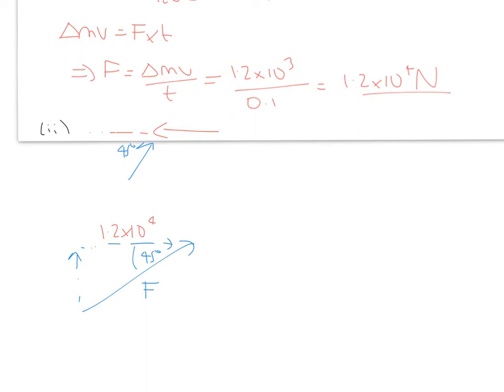So F times cosine of 45 is equal to 1.2 times 10 to the 4 because you've still got to stop him. So that gives you a force, when you divide both sides by cosine of 45, of 1.7 times 10 to the 4 newtons. So you have to essentially give a bigger force because some of it is not acting to change the momentum of Juggernaut in that direction, it's going to change it in the other direction. Okay, so that's the question with Juggernaut.